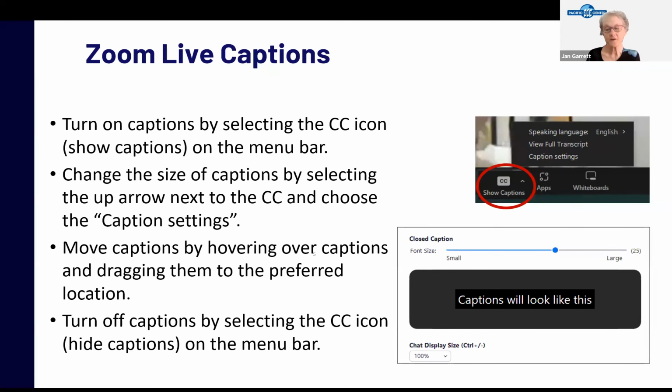And then our live captions are present today. Thank you to our captioner for being here. And you can turn on the captions by selecting the CC icon at the bottom of your screen. It also will say show captions. And you can change the size of the captions as well by selecting the up arrow next to the CC button and choose the caption settings. You can also move your captions around by hovering over the captions and then dragging them to the preferred location on your screen. And then you would turn off captions by selecting again the CC icon and selecting hide captions on the menu bar.